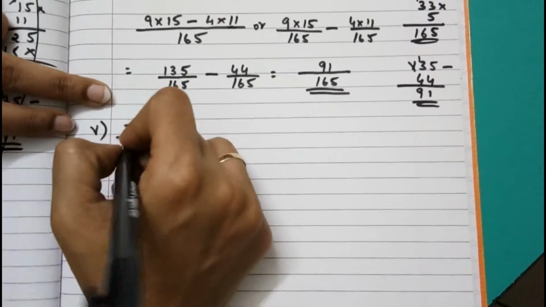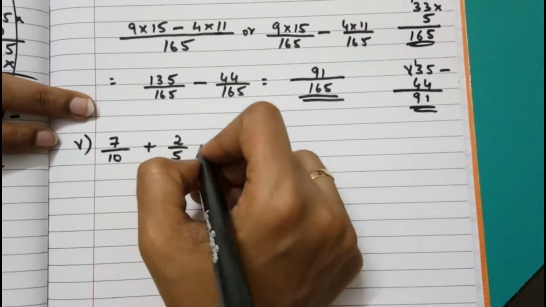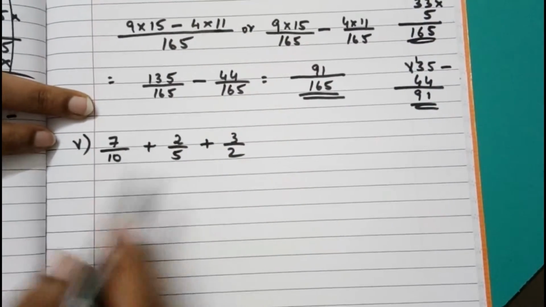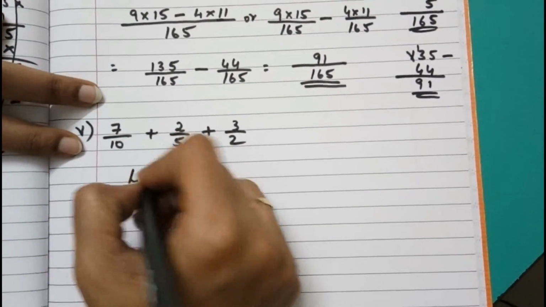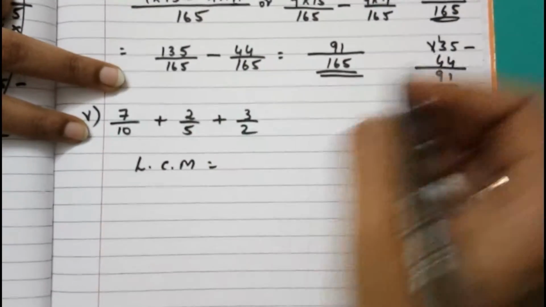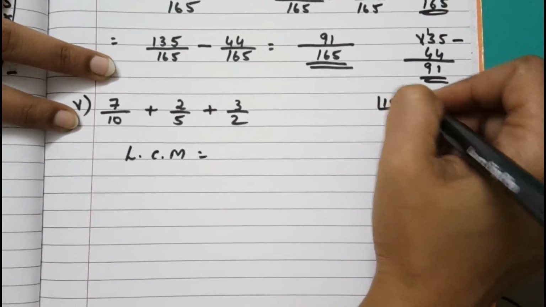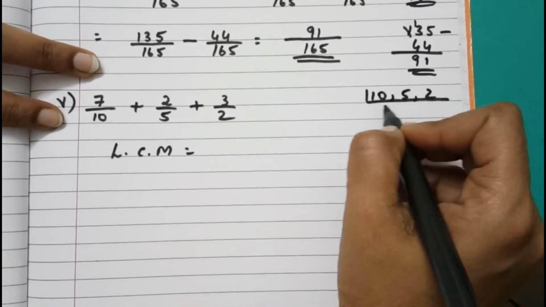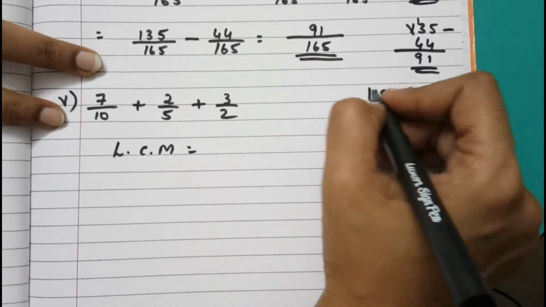That is 7 by 10 plus 2 by 5 plus 3 by 2. Here we have three fractions to calculate. So for that, first let's find the LCM. Why? Because these are three different denominators. Calculating the LCM of 10, 5 and 2. Now here, see, there are things common here. What? 10 is an even number, 2 is an even number. So what will be common here?